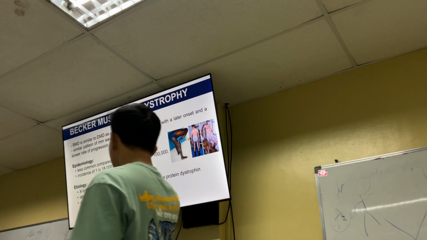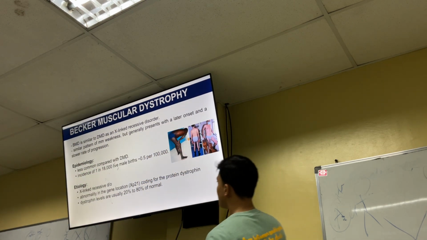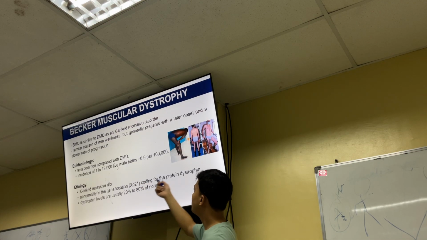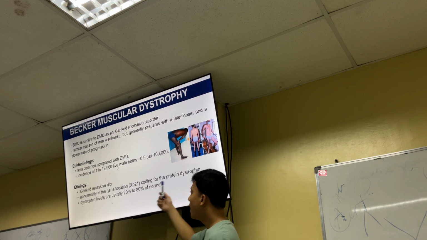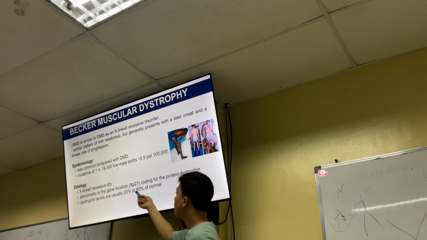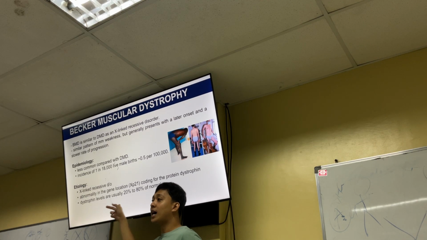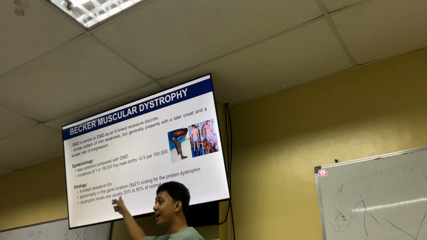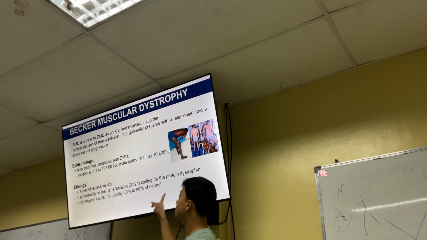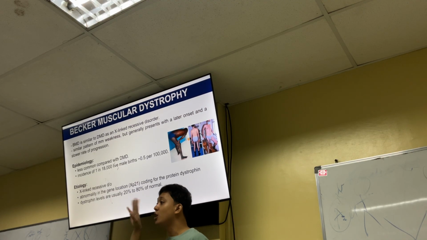It is an abnormality of the gene location, chromosome Xp21, coding for the protein dystrophin. Levels are usually 20 to 80% of normal. So dystrophin is still present in Becker, but only a little. Instead of 100%, they only have 20 to 80%.